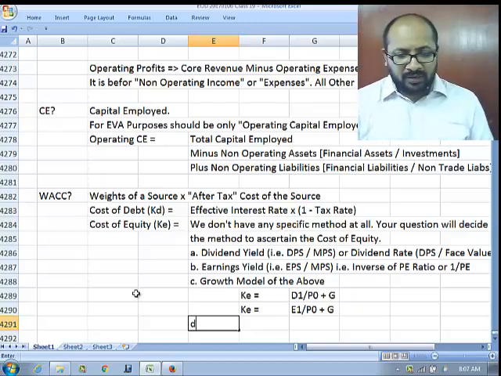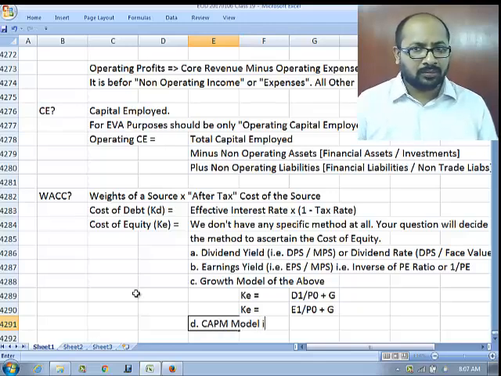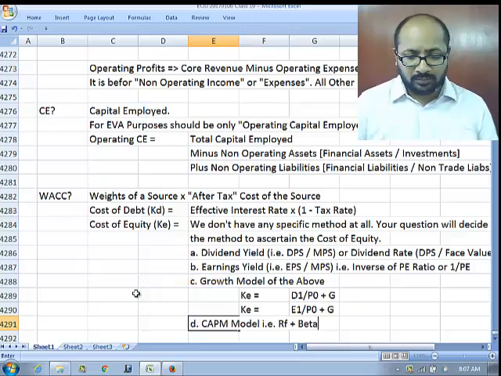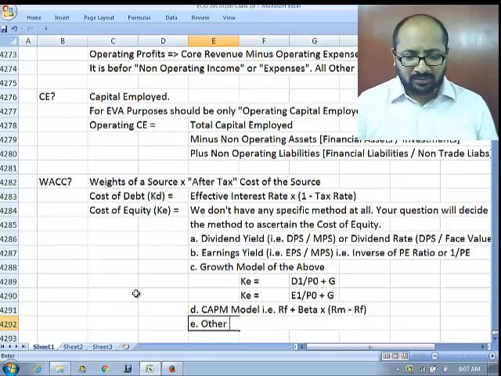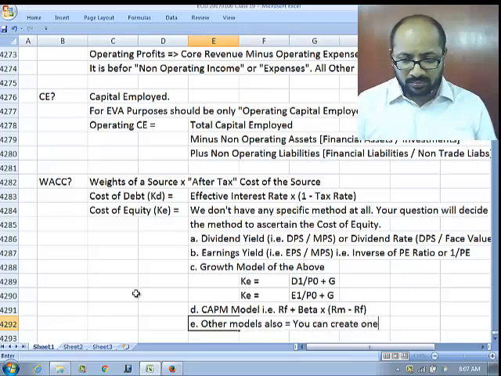And a more popular one, I am not sure if you are already aware of this, the CAPM model. What is that here? RF plus beta into (market return minus RF). And there can be other models also. You can create one and punish your juniors.